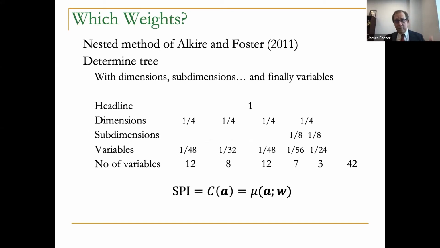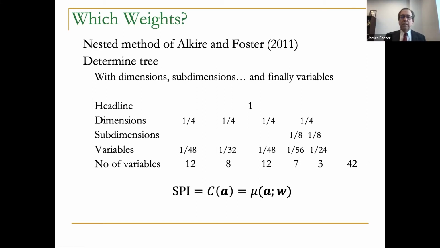Well, which weights? That's the action, right? So let me give you an example. I'll determine a tree. It'll have dimensions, subdimensions, and finally variables. The headline is given here with a weight of 1. There are 4 dimensions for this measure, as you saw, with equal weights a la Atkinson, a quarter apiece. There's a subdimension over here that I'm going to ignore right now. But in a subdimension with 2 categories that make sense, they have half the weight each. And then variables. Here you have 12 variables, 1/4 divided by 12, and you get 1/48, all the way across doing the same exercise to get the implied weight from the structure.